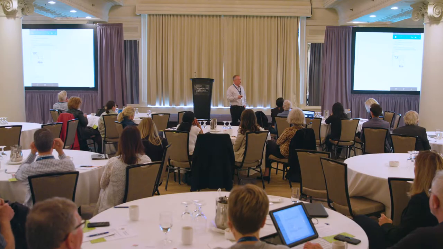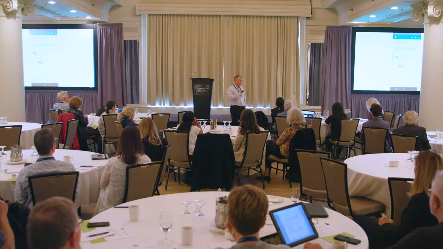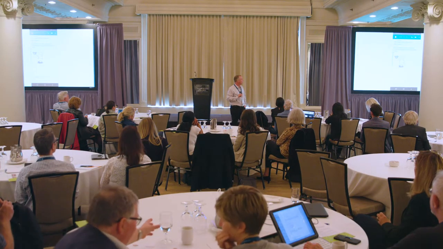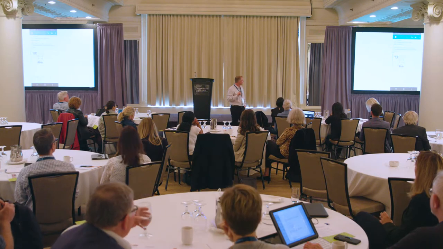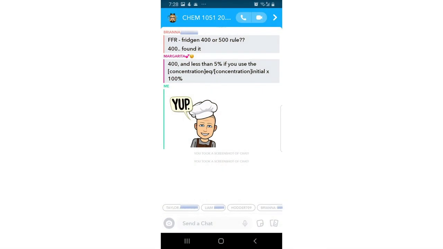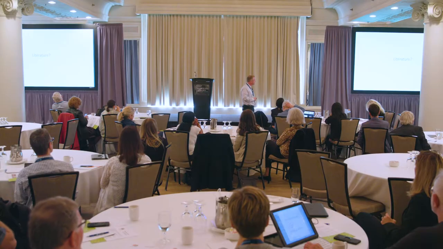So I went over this with my class and showed them that the 400 rule is actually exact. And then I named it after myself, the Friggin 400 rule. And they put this on their tests, so TAs actually Snapchatted me, what's FFR? So it did catch on. But they're answering their own questions using Snapchat.